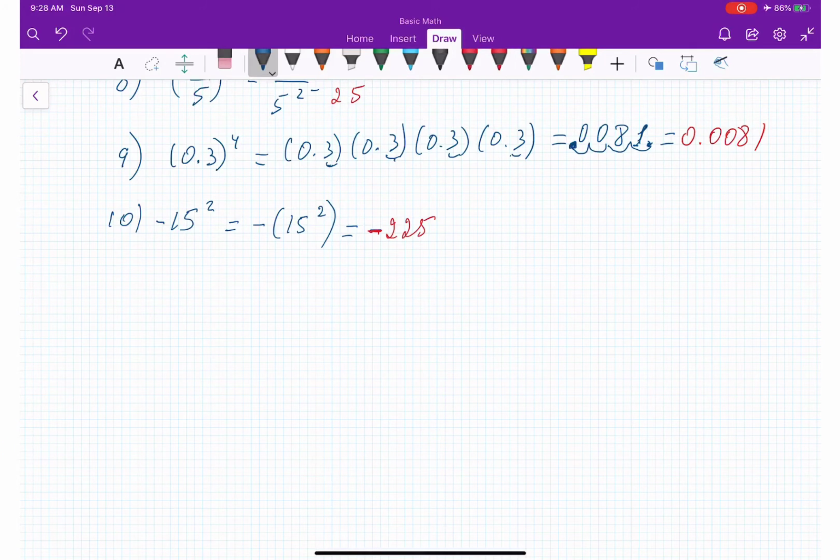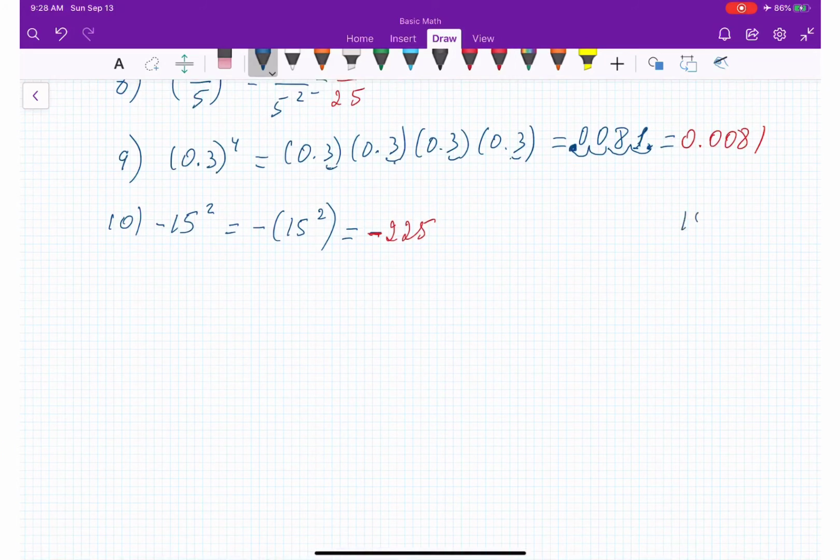Let's multiply. So 5 times 5 is 25. 2 in mind. 5 times 1 is 5 and 2 will be 7. 1 times 15. 1 times 5 is 5. 1 times 1 is 1. So we get 5. 7 plus 5 is 12. 1 in mind. And we have here 1. And 1 will be 2.